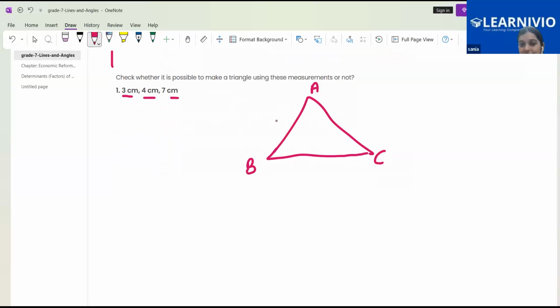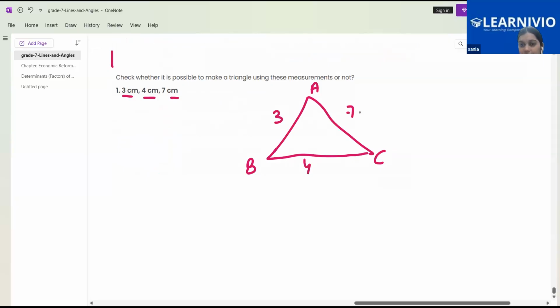So let's just consider like this. For example, this is 3, this is 4, and this is 7. I'll start from here. So AB should be less than BC plus AC. Ma'am, it's not 3 centimeter, it's 1.3 centimeter. No, it is question number 1. That's what I said. This is question number 1. Oh, okay, right.